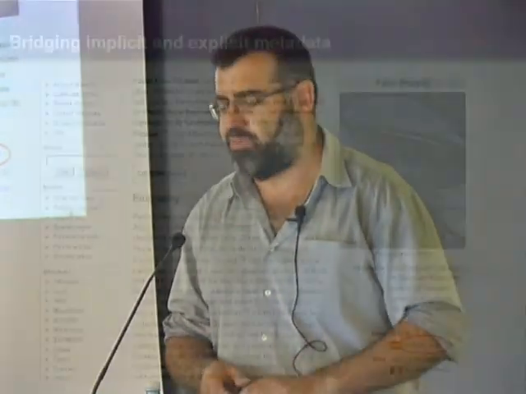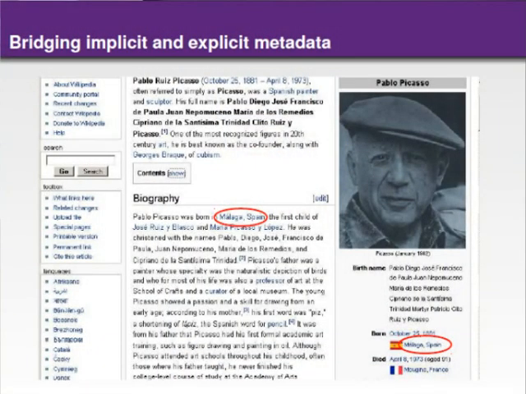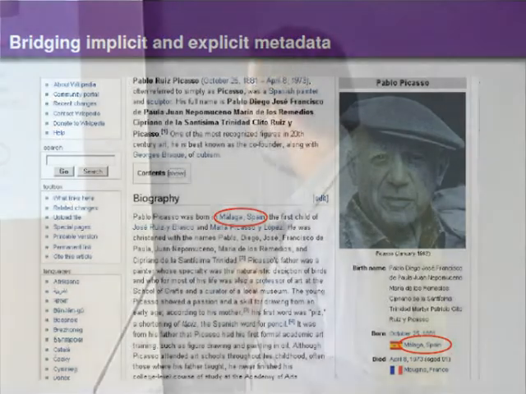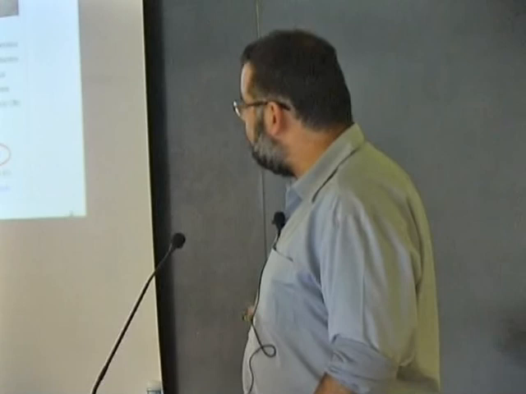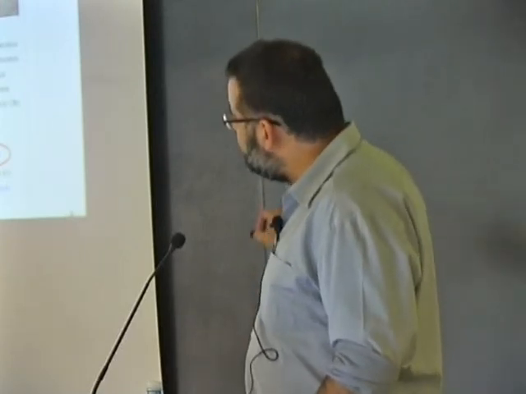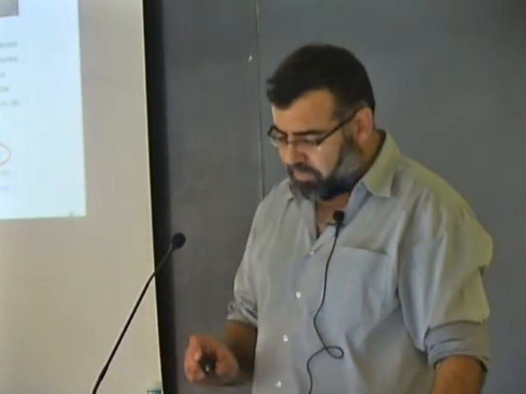So let's go to the second example. And the second example is about using Wikipedia, it's about using text. So the idea will be to bridge implicit and explicit metadata. So if you go to Wikipedia, you will find that there is the metadata on the right, but most of this metadata is encoded in the text. For example, that Picasso was born in Malaga, Spain. So in the following, we are not using the metadata. We are capturing everything from the text. Because Wikipedia is just an example, we are doing this with other kinds of text.